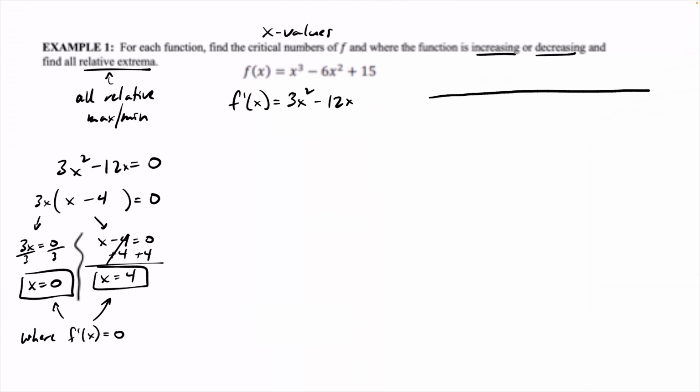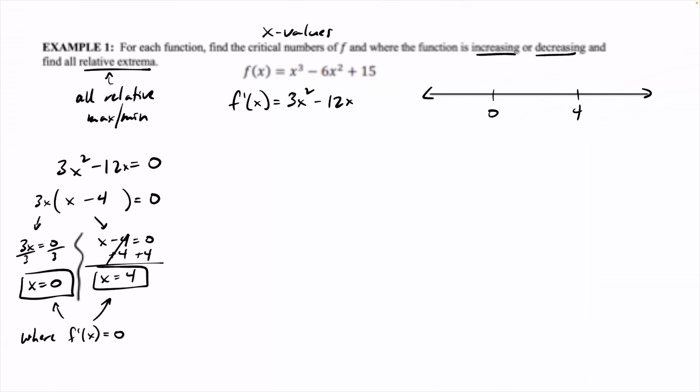What am I going to put on the number line? The two numbers I just found. 0, positive 4. Those are critical values. So what I'm checking now is, before 0, when x is negative, was the function increasing or decreasing? Between 0 and 4, is the function increasing or decreasing? After 4, is the function increasing or decreasing? In other words, is the slope positive or negative?